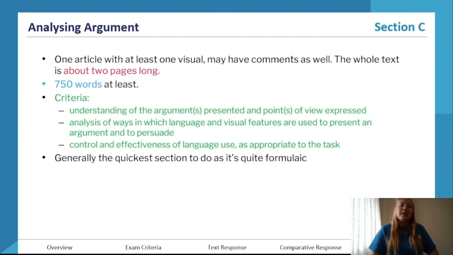But the criteria we already had a chat about. You can see it repeated here. And generally, because it's so formulaic, we can just do what, how, why, what, how, why. If we're used to the process, we can do it just like that, and it's going to be so quick and easy to do. Very formulaic.